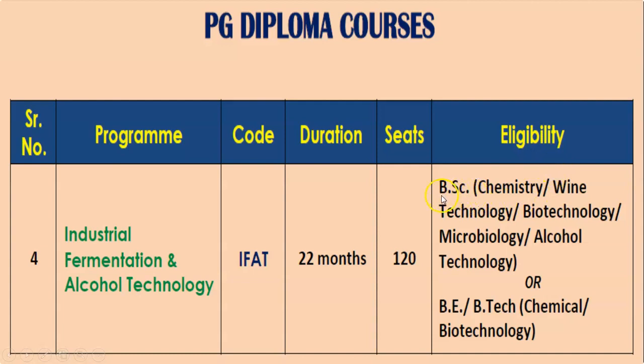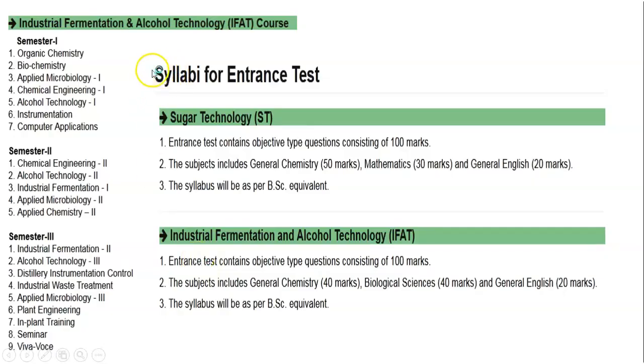Those students of BSc having chemistry, wine technology, biotechnology, microbiology or alcohol technology can be eligible for this course. Or those students who have completed their BTech, that is chemical or biotechnology, can also apply for admission to this course. This is the detail about the Industrial Fermentation and Alcohol Technology course.